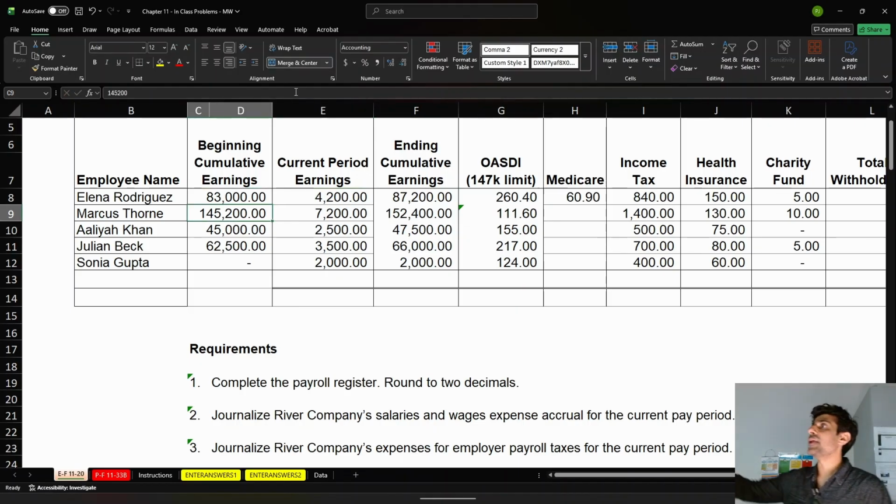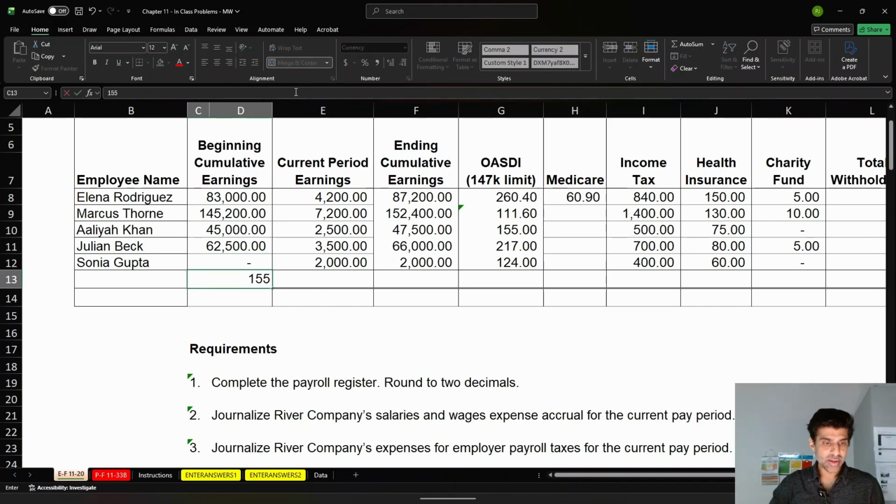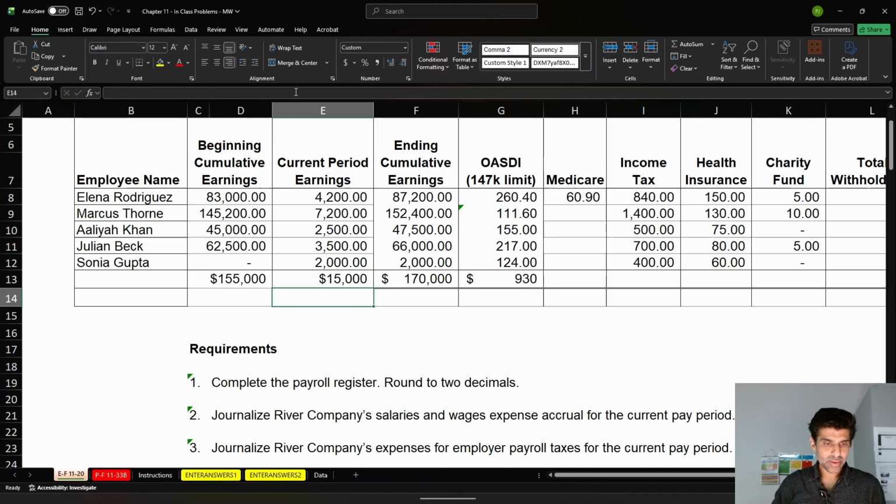If the person had already earned above 147,000 by the start of the pay period, like let's just make up a hypothetical person, they've already earned 155,000, maybe they're earning 15,000 this pay period, okay? They would pay zero OASDI because they already are above the limit. They already maxed out their payments in prior pay periods. So at the start of this period, they're already maxed out on OASDI, so they won't pay any of it.